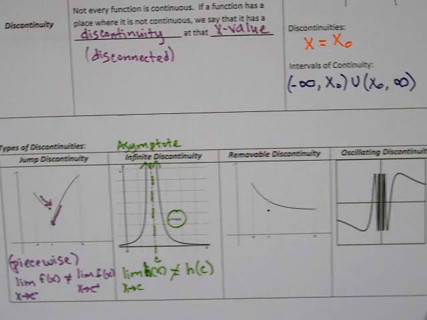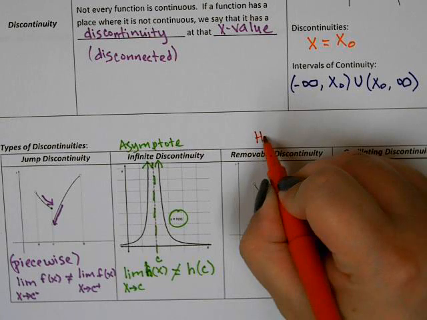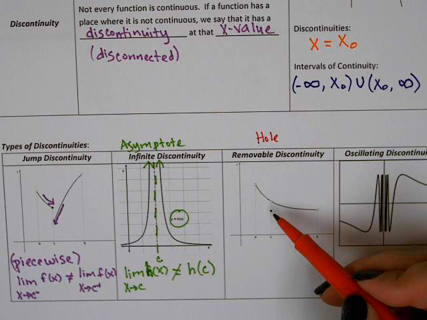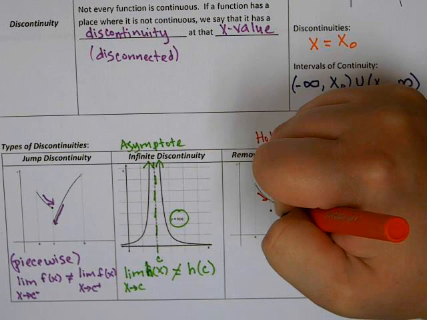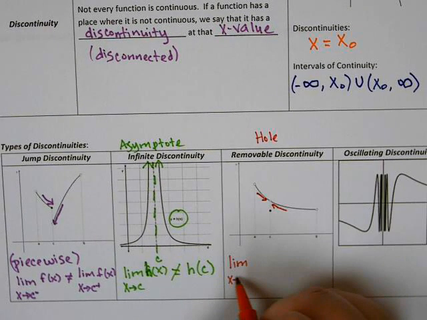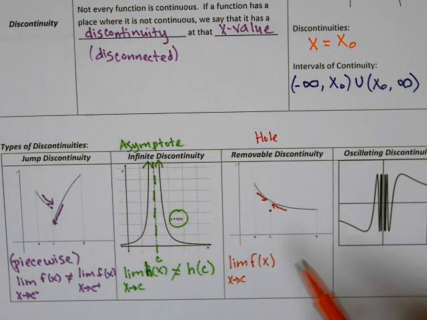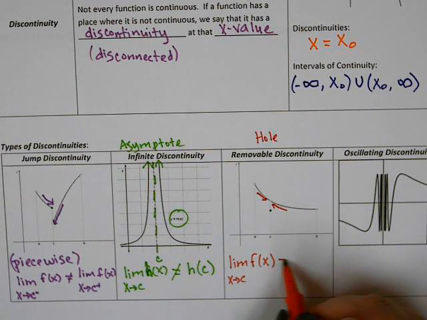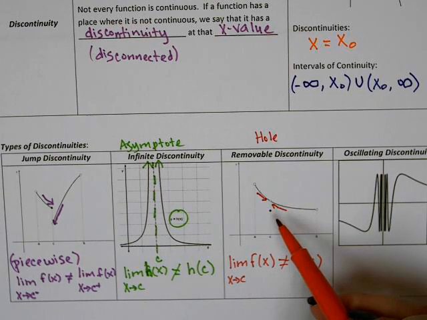The next one, a removable discontinuity, is just a fancy way of saying there's a hole, guys. When we look at this, we can clearly see there's a hole. It's filled in down here. Because of that hole, that's a problem. When we look at the left limit and the right limit, they equal each other, so that's good. The limit as x approaches c of f of x does exist. We don't have to do the left and right limits because we can see by looking at it that they're equal. But the limit does not equal the function value, f of c, because the closed dot is down here.